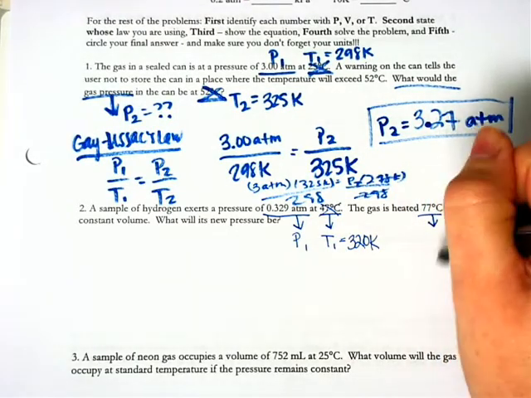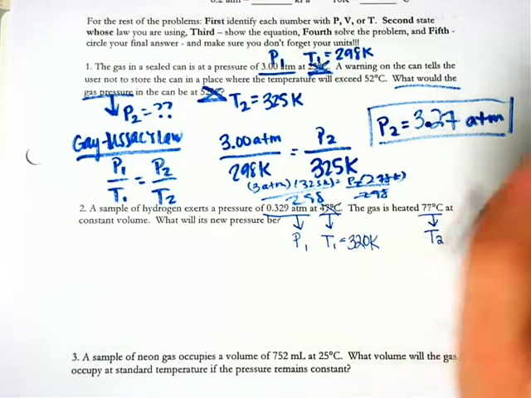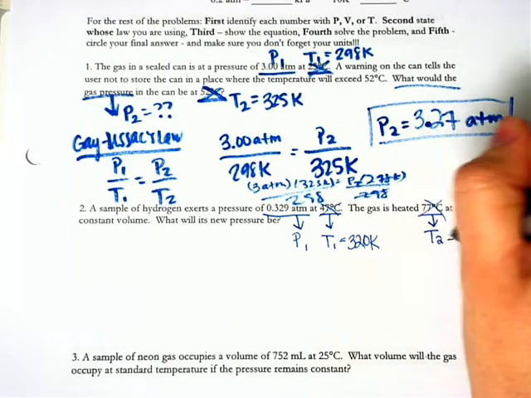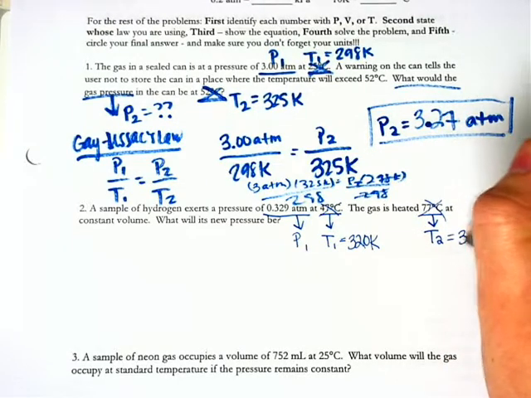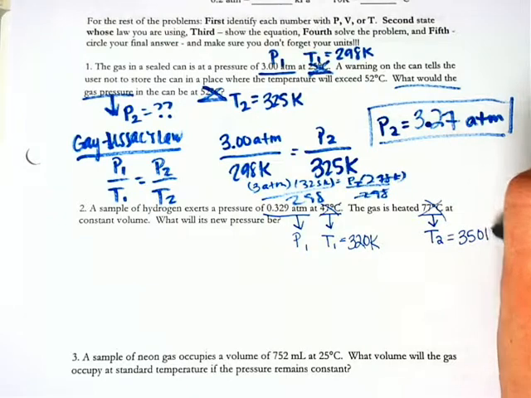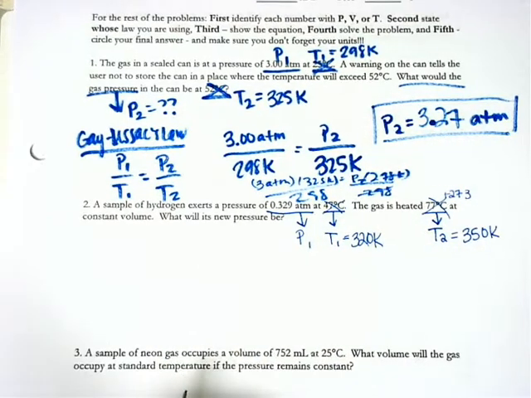So then our gas is heated to 77 degrees Celsius. So our temperature changed. We're going to label it as T2. And we don't want Celsius. So what is it going to be in Kelvin? 350. We just have to add 273. Just 273.